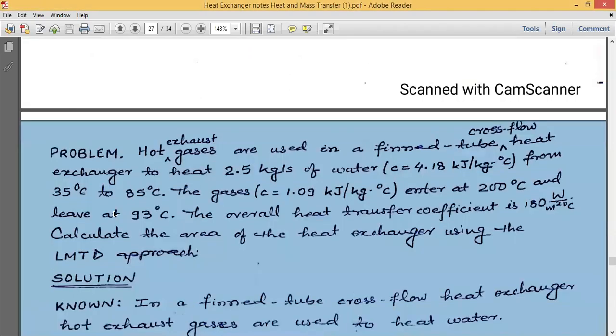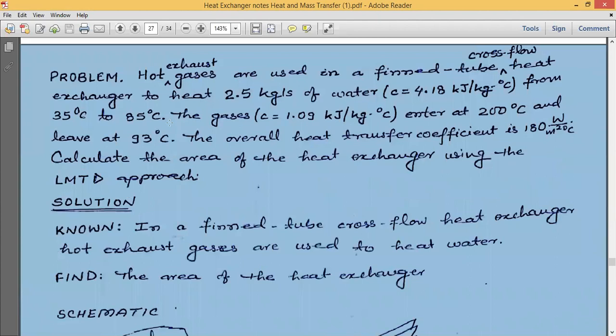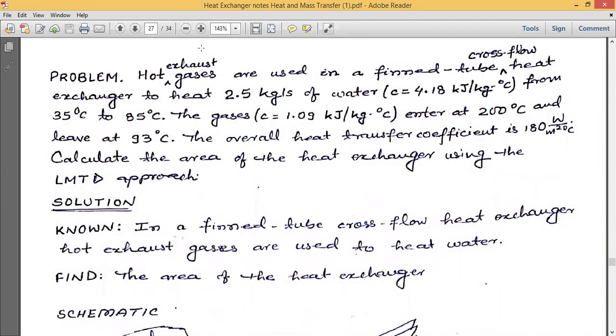So what is known? Hot exhaust gas. Which kind of heat exchanger is given here? A finned tube cross flow heat exchanger. In a finned tube cross flow heat exchanger, the hot fluid is hot exhaust gases and the cold fluid is water. That means in this kind of heat exchanger, hot exhaust gases are used to heat water.